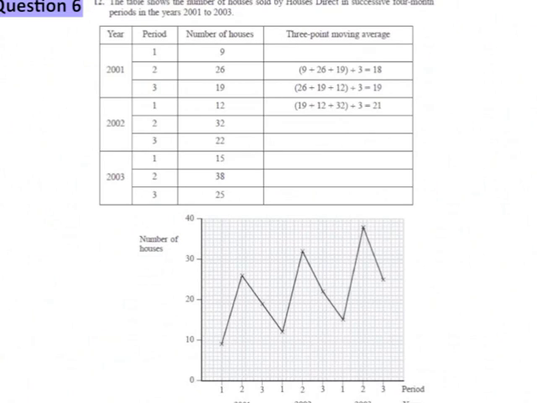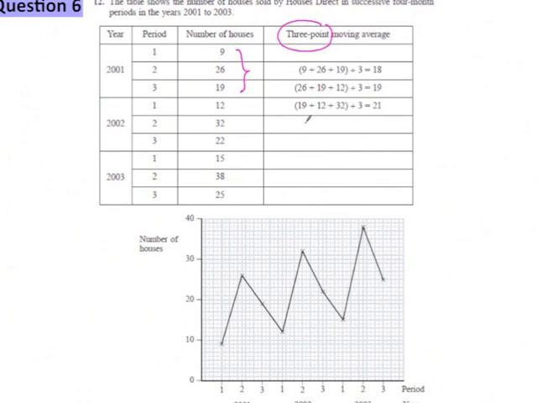Question number 6. The table shows the number of houses sold by Houses Direct in successive 4-month periods in the years 2001 to 2003. We're asked to complete the table. We can see here that we're doing 3-point moving averages. Our first moving average is by adding up 9, 26 and 19 and dividing by 3 to get 18. So you need to now complete the remaining moving averages.